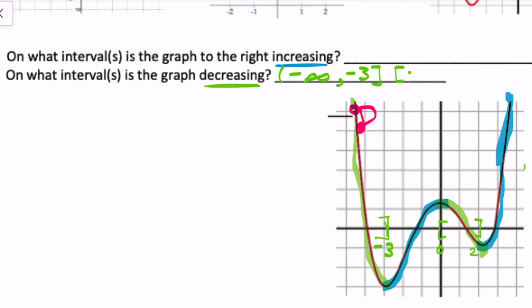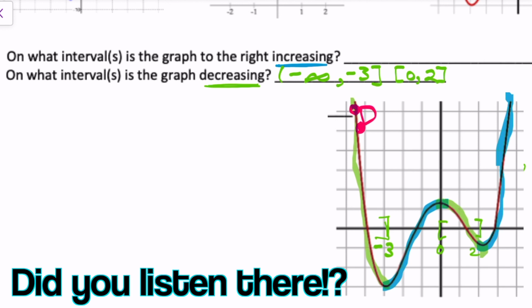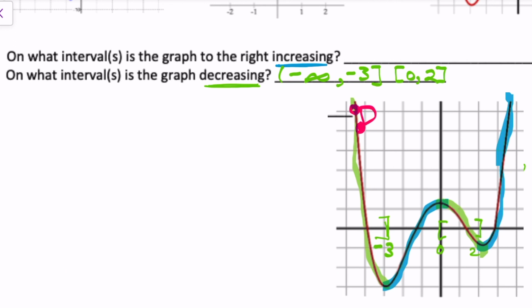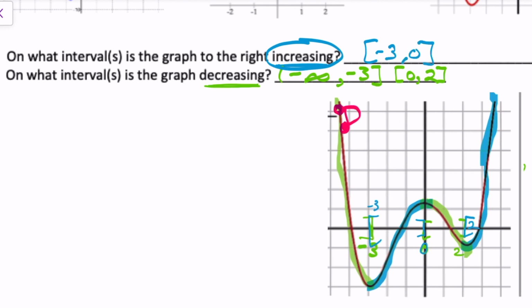Now, as we write these, do you remember that the intervals are the x values? Intervals of increasing and decreasing are x values. If we wanted to talk about mins and maxes, then we would be talking about the y values. Let's finish up. Where's the graph blue? That's when we had to press on the gas in order to get up the hill. So that is going to be from -3 to 0, and then 2 to infinity.